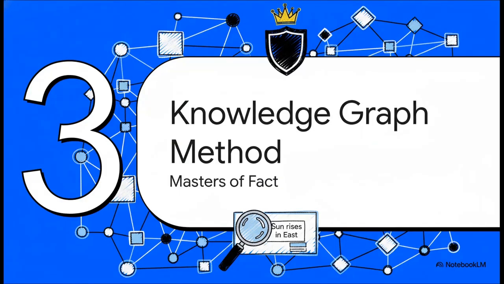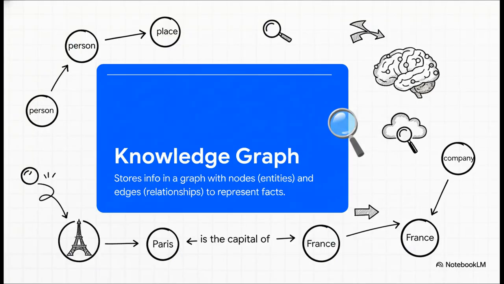Now for our second contender, the knowledge graph. If vector databases are the masters of meaning, then knowledge graphs are, without a doubt, the masters of fact. They're all about precision, structure, and explicit, undeniable relationships. A knowledge graph is built on a really simple but powerful idea. You have nodes, which are things, a person, a company, a city, and then you have edges, which are the lines connecting them that define the relationship.